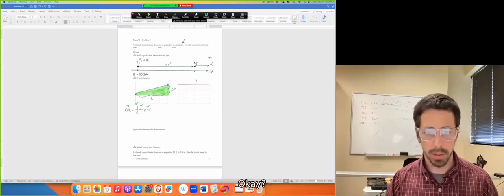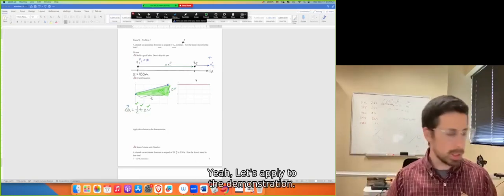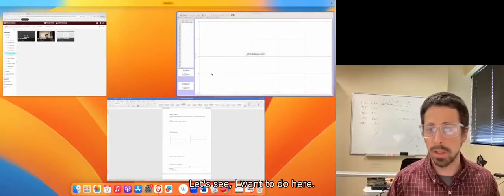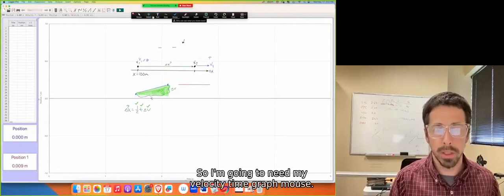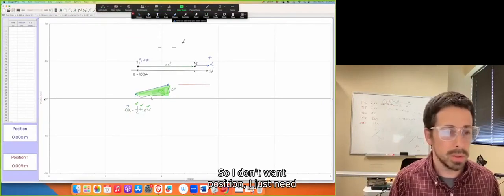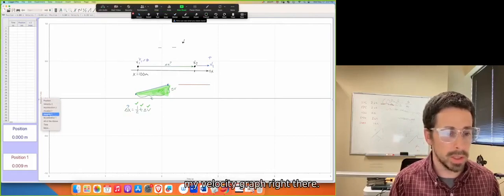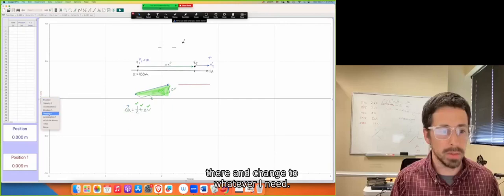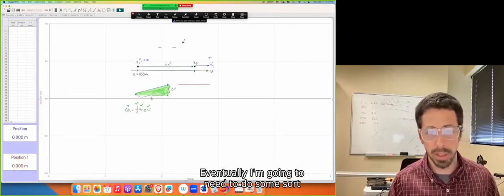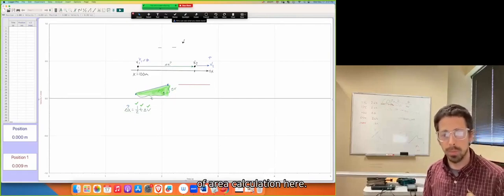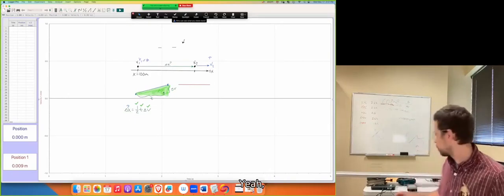Okay. Yeah, let's apply it to the demonstration. Good deal. So I'm going to need my velocity time graph. Okay, mouse. I don't want position, I just need my velocity graph right there. Notice I can just click right there and change to whatever I need. Eventually I'm going to need to do some sort of area calculation here.